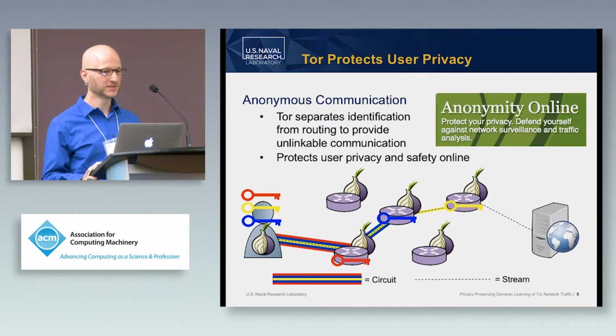Tor protects user privacy by separating identification from routing, and this provides unlinkable communication. So a client will build a circuit through Tor choosing 3 relays, establish keys with each of those relays, and then encrypt their communication multiple times. Each relay removes a layer of encryption, and the final relay will send traffic to the destination server. So Tor allows you to protect your privacy and defend yourself against network surveillance and traffic analysis.